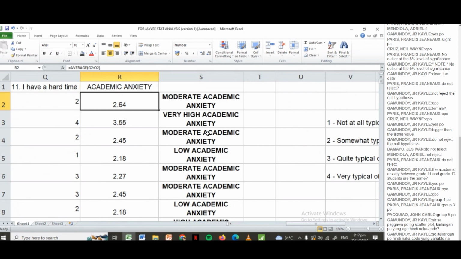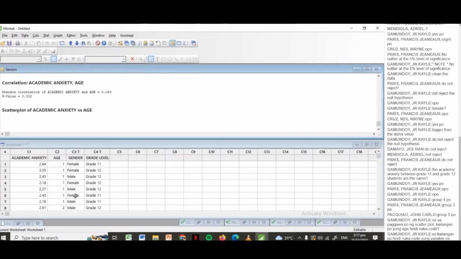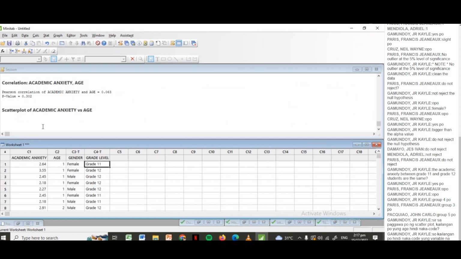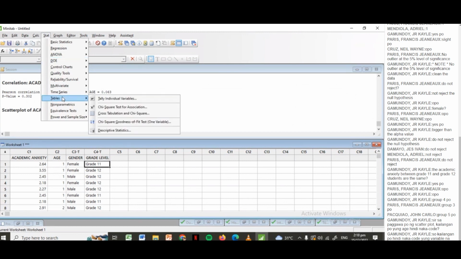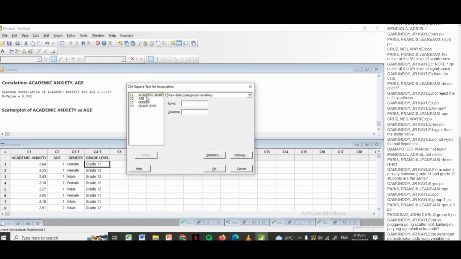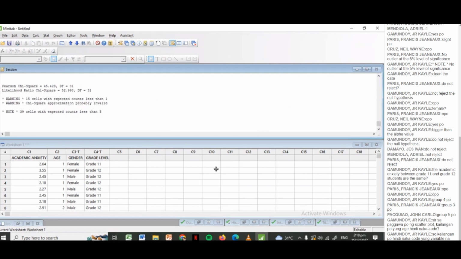Pag scatter plot kasi, ang problema kasi dito sa data natin, isa lang yung ating interval data. Ito lang, yung academic anxiety. All the others are nominal na. Actually, kung gagamit tayo ng correlation dito, dapat ang gamitin natin talaga dito is the chi-square test of association. Kasi ito ay mga nominal data. Okay? So, kung chi-square naman ang gagamitin natin dito, Tables. Okay? Then we will be using chi-square test for association. Okay? Your rows will be your academic anxiety. And your columns will be gender. And by default, you can just click in OK. Okay? And then, lalabas na yan. Pearson, degree of freedom, likelihood chi-square, and so on and so forth.